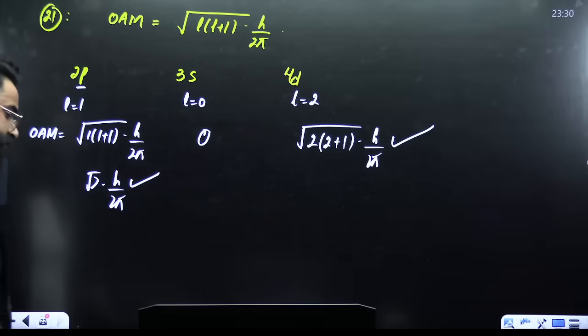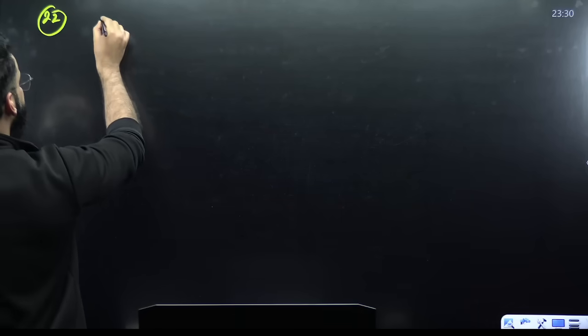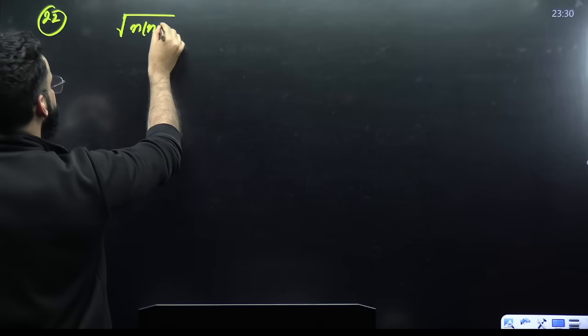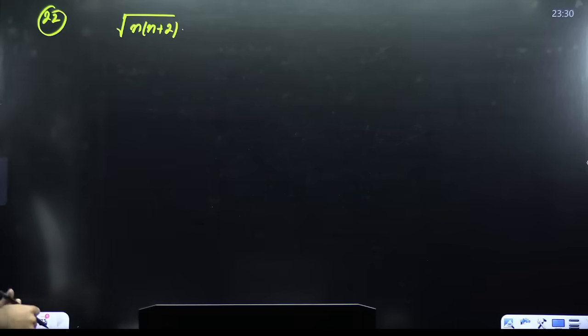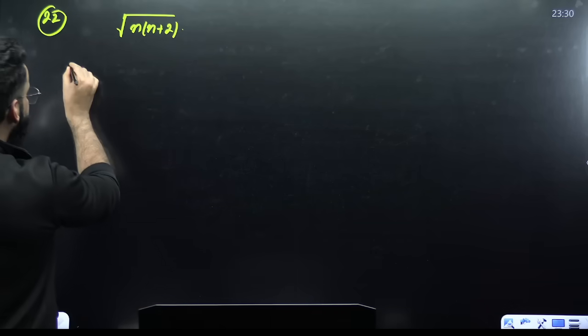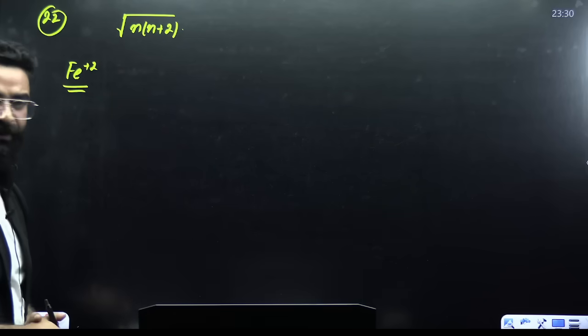And my dear students, one last concept, that is the spin magnetic moment. How do we calculate the spin magnetic moment? Spin magnetic moment is given with the formula under root of n into n plus 2, where n represents the number of unpaired electrons. For example, I have got Fe di positive. I have to calculate spin magnetic moment of Fe di positive.